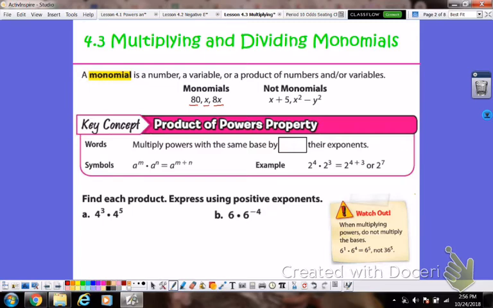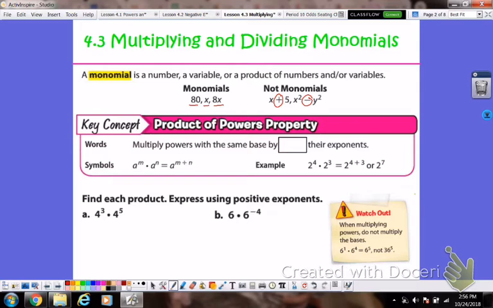Examples of not monomials are x plus 5 and x squared minus y squared. We cannot add or subtract. As soon as you see adding or subtracting, it is no longer a monomial. Okay, now we know what a monomial is.